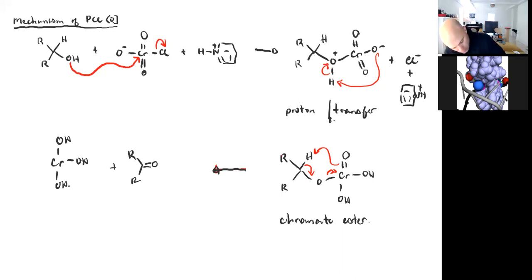Yeah, sorry. The chromate ester here needs to be corrected. So this is double bond O, and so this is double bond O. Okay. So again, start with chromium-6, end up with chromium-4, and the electrons come from the alcohol substrate.